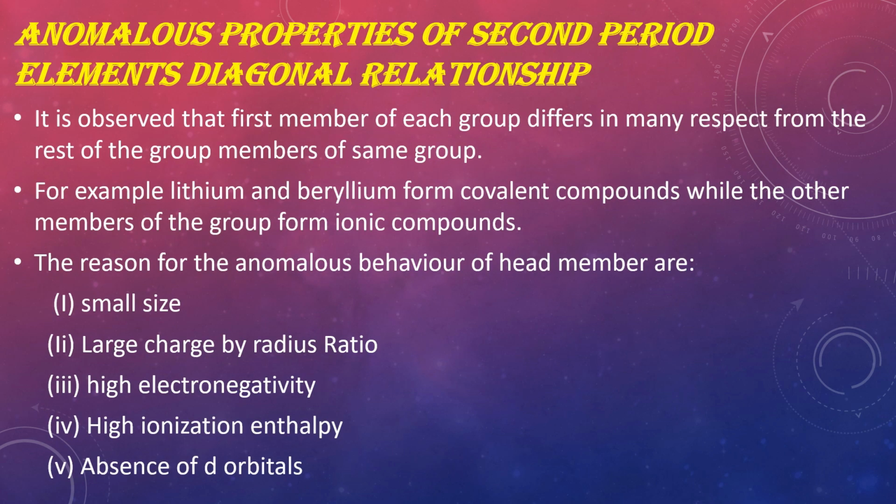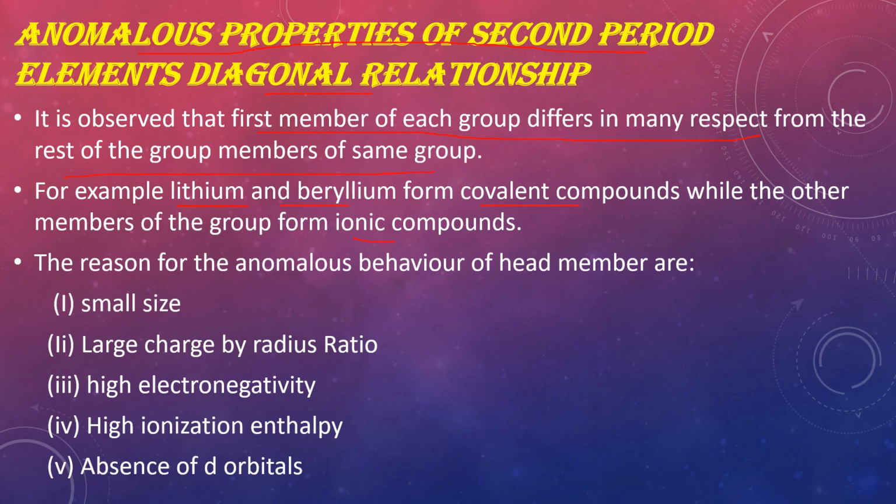So now the next topic is anomalous properties of the second period element and diagonal relationship. Now it is observed that the first member of each group which belongs to the second period differs in many respects from the rest of the group members of the same group. For example, lithium and beryllium form covalent compounds while the other members of the group form ionic compounds.